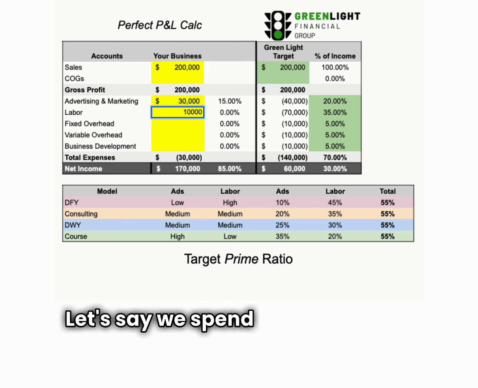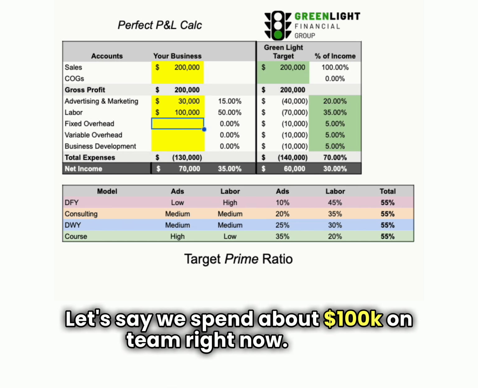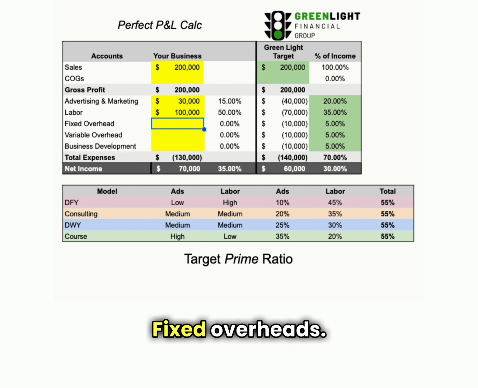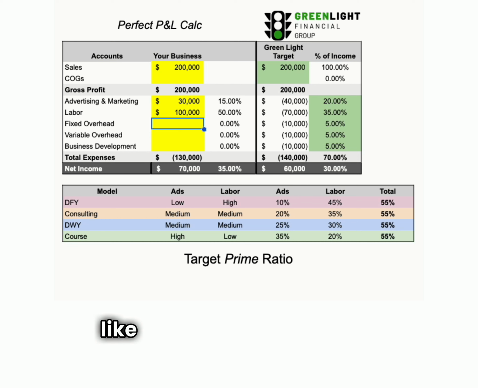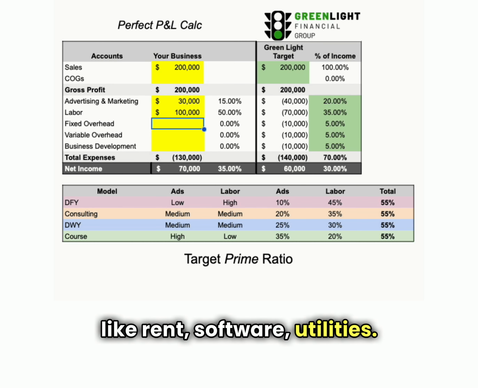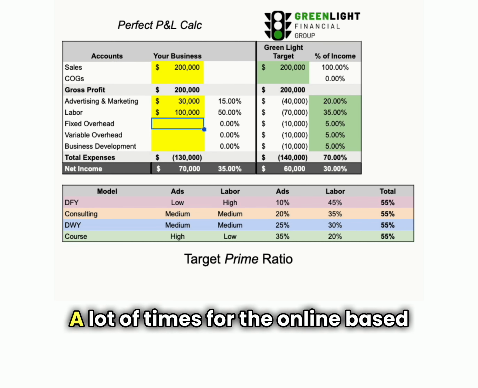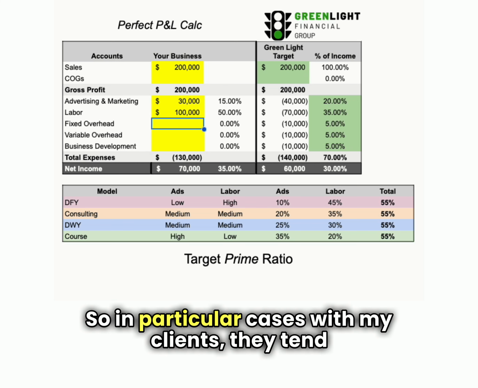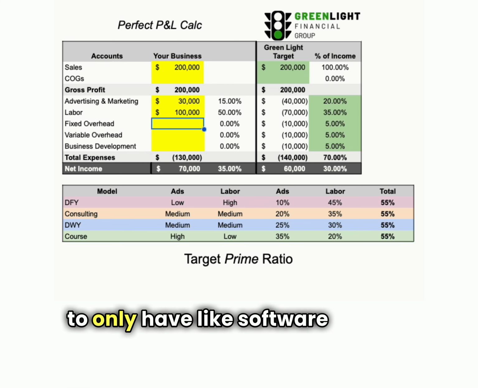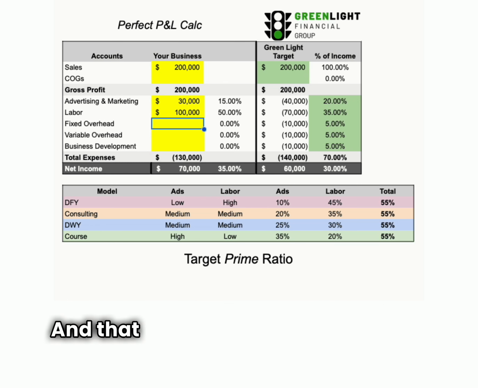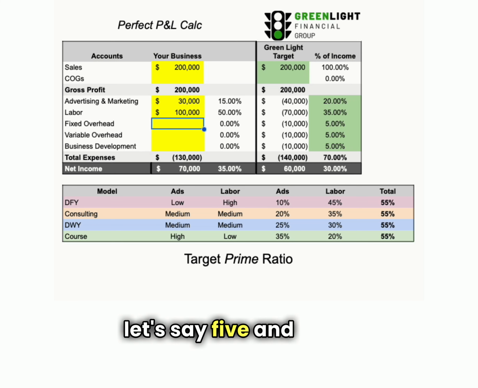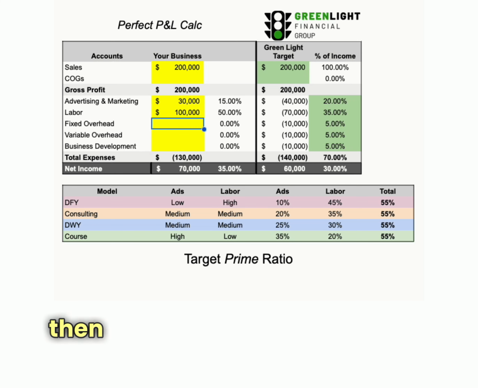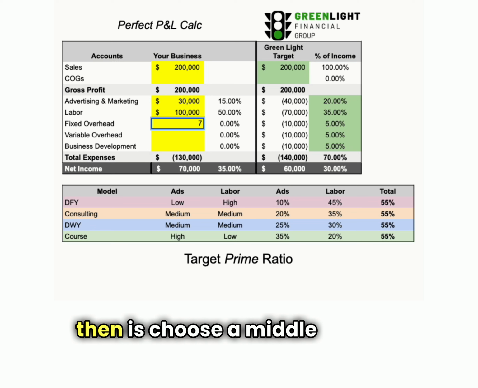Let's say we spend about 100K on team right now. Okay, fixed overheads. Fixed overheads can be things like rent, software, utilities. A lot of times for online-based businesses, they don't really have rent or overhead. So in particular cases with my clients, they tend to only have software be their major expense, and that can usually range between, let's say, 5 and 10K. So what I'm going to do here is choose a middle ground. Let's go with 7K just to be safe.